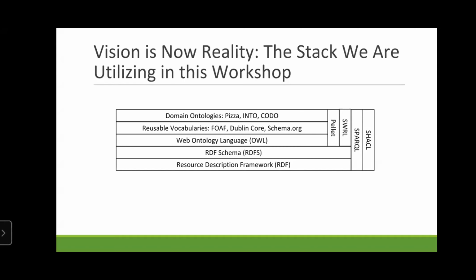And three that we'll use the most, or reference the most in this workshop, are the pizza ontology, which is developed for the tutorial on Protege, the Into ontology developed by Biswanath and his team for representing information about academic institutions. And I'll also talk a little bit about the CODO ontology that Biswanath and I have been developing for data about COVID-19.